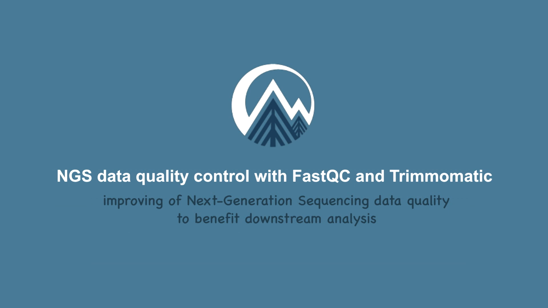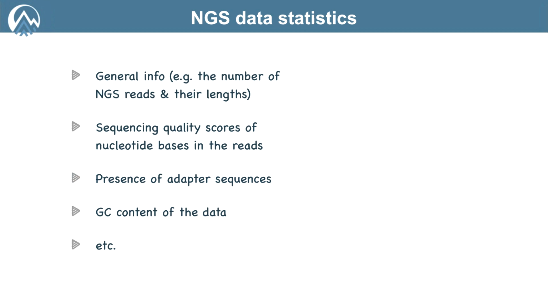From this video, you'll get an introduction on how to use FastQC and Trimmomatic tools for checking and improving quality of your raw next-generation sequencing data in UGENE 1.32. No matter what kind of task you solve using an NGS technology, the first thing you usually need to do with the data received from a sequencing facility is to check their quality.